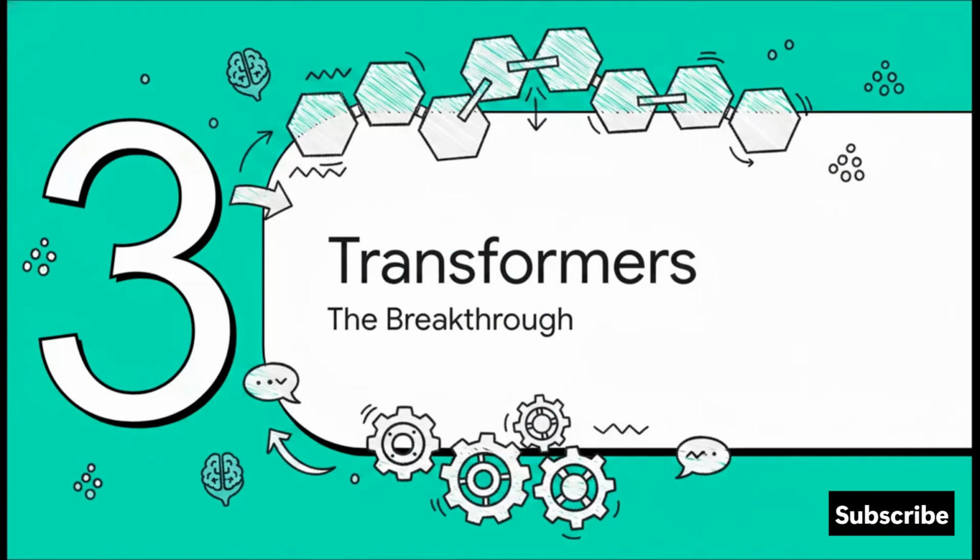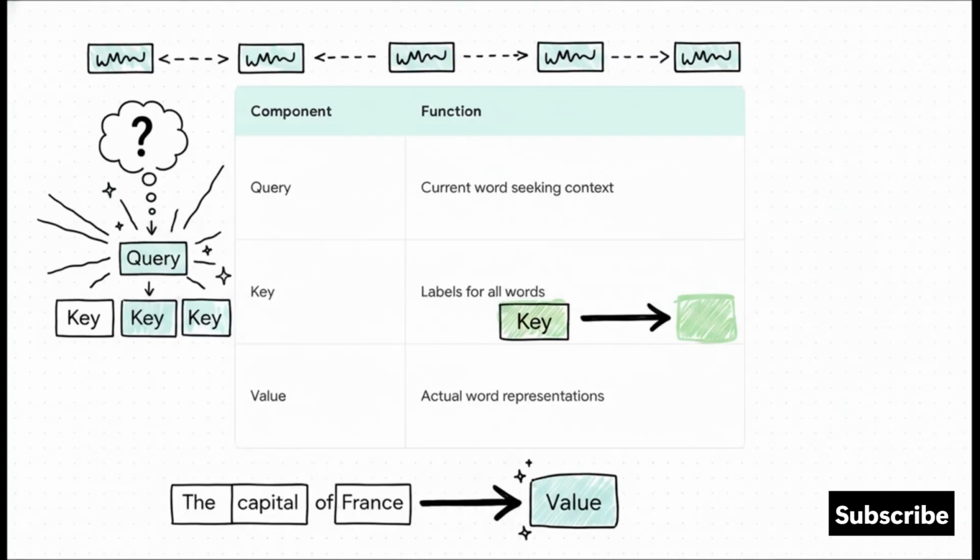Section 3. The breakthrough, transformers. Knowing how to learn is one thing, but how do we structure the brain of a modern language model? Well, before transformers, AI read text sequentially, one word after another. Huge bottleneck. Transformers process everything in parallel, using a mechanism called self-attention, driven by a query, key, and value system.